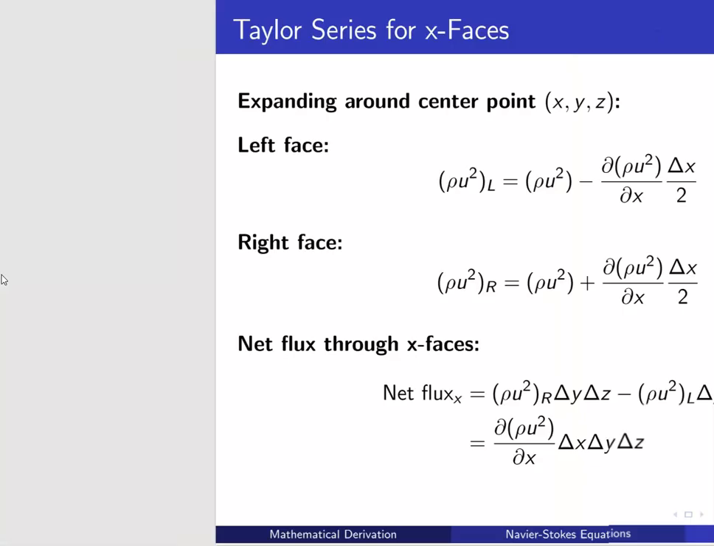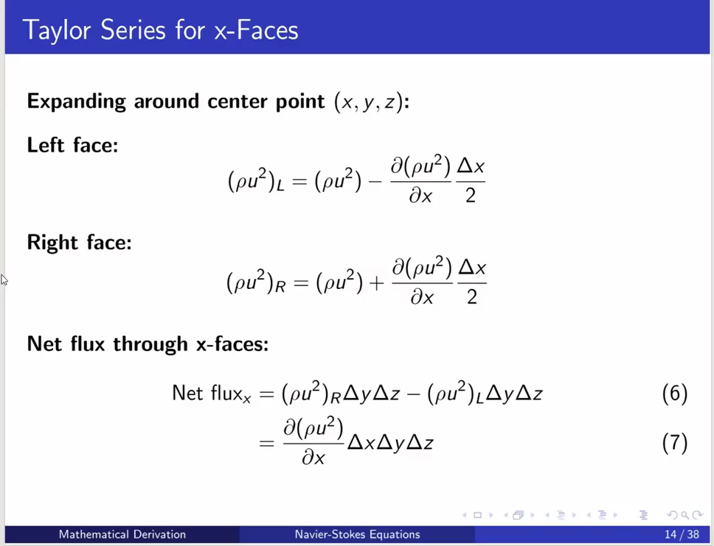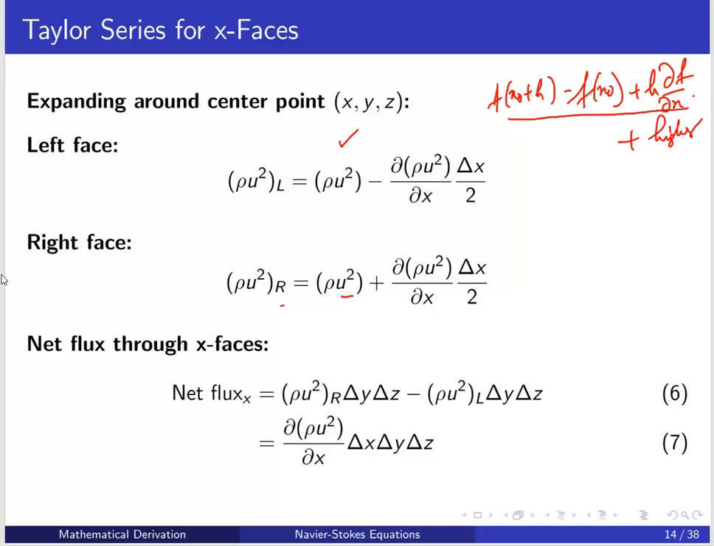Now again, expanding around the center point x, y, z, using Taylor series expansion, (ρu²) left will be ρu² minus ∂(ρu²)/∂x into Δx by 2. So the right face (ρu²) right is nothing but ρu² plus ∂(ρu²)/∂x into Δx by 2, like f of x0 plus h is f of x0 plus h ∂f/∂x, plus higher order terms. Here we are taking only two terms. So (ρu²) left is ρu² minus ∂(ρu²)/∂x into Δx by 2.